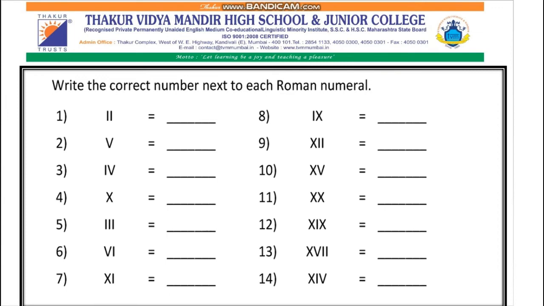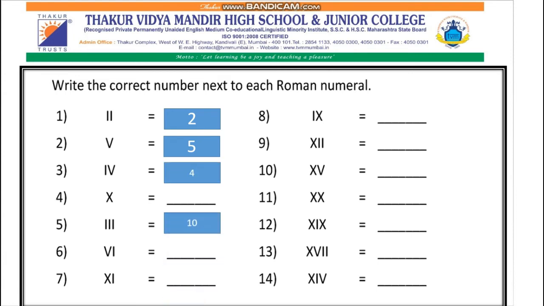Yes, children. Are you writing? Good, very good. You must have finished the first 7. Now come on, next 7. Those who have finished, we can check your answers. Your first one, II stands for number 2. Good. V for 5. IV for 4. X is 10. Everybody got all correct.